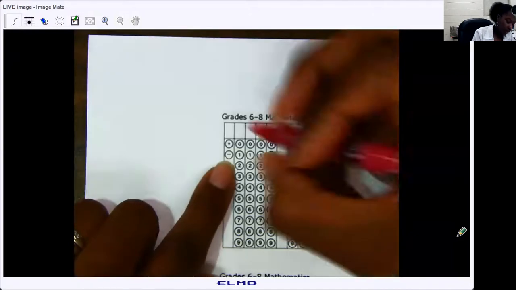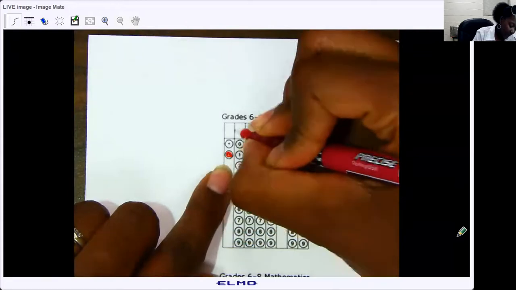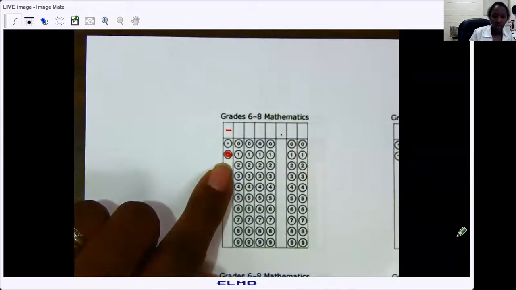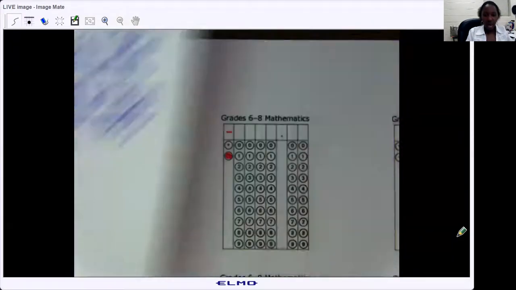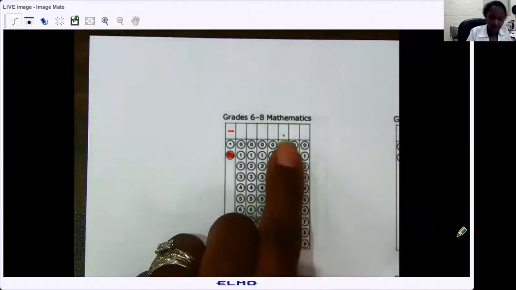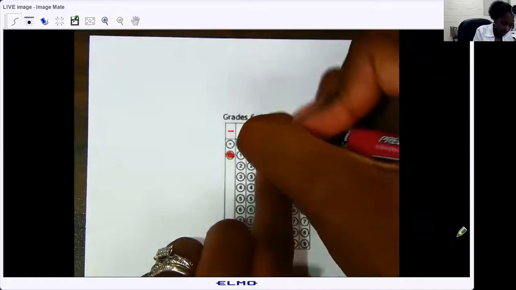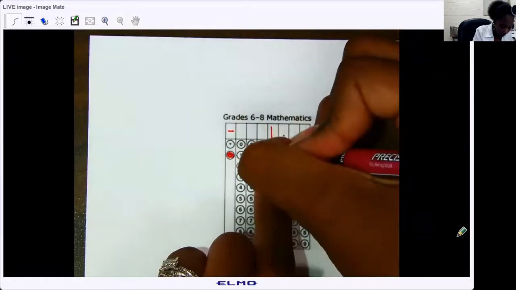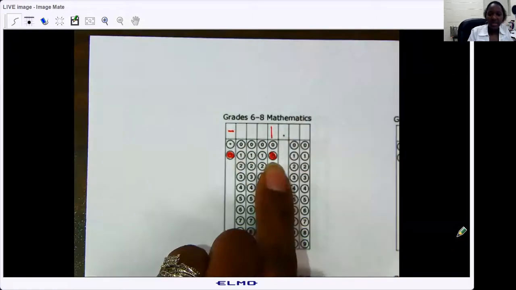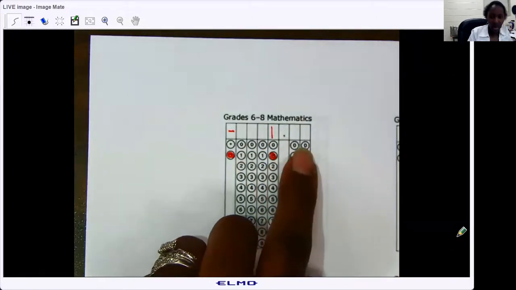When my answer is negative, I need to indicate that on my bubble sheet. If I don't bubble in the negative symbol, it's going to treat it as a positive answer. Now, my answer was -1. So I need to go in front of the decimal because it's a whole number, and I'm going to bubble in the 1. Miss, do I have to bubble in the zeros behind it?